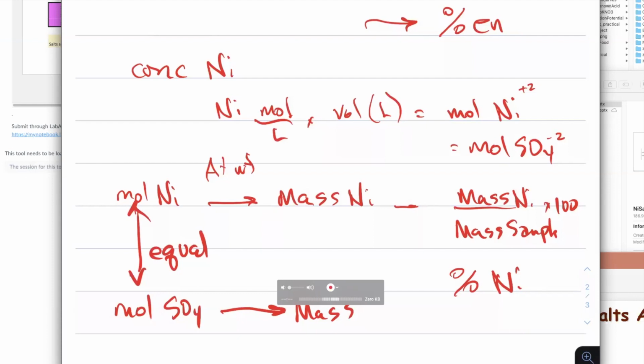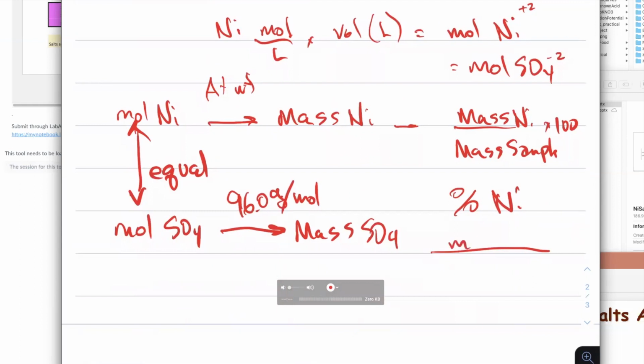Sulfate is about 96.0 grams per mole. Make sure you use a more accurate value. Now, if you take the mass of your sulfate and divide by the mass of your sample, and these two are the same because it's the same sample for that analysis, then you get the percent of your sulfate.